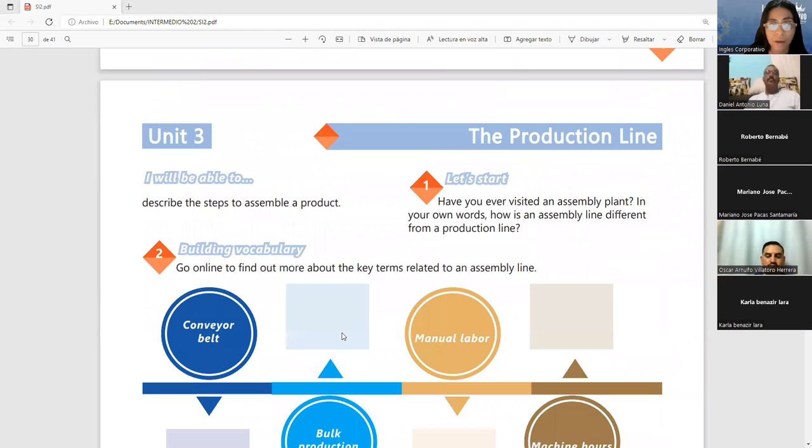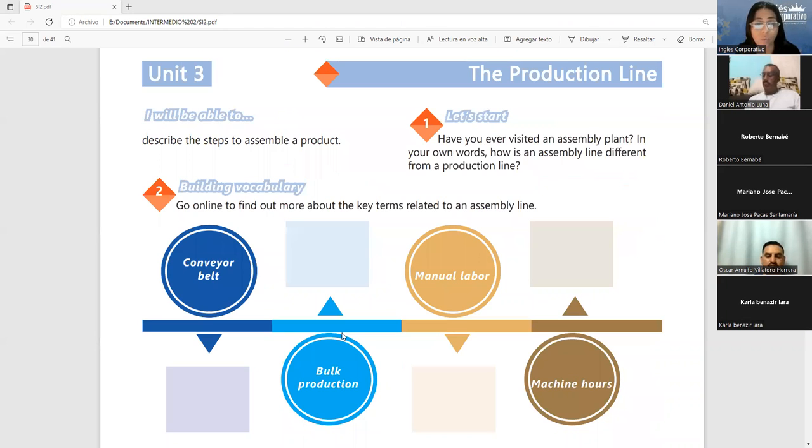We have this page 30, exercise 1 and 2. It says, I will be able to describe the steps to assemble a product. So number one, it says, have you ever visited an assembly plant? In your own words, how is an assembly line different from a production line? Here we have two terms, assembly line and production line. We're going to talk about those a little later. So right now we're going to go to number two, building vocabulary.